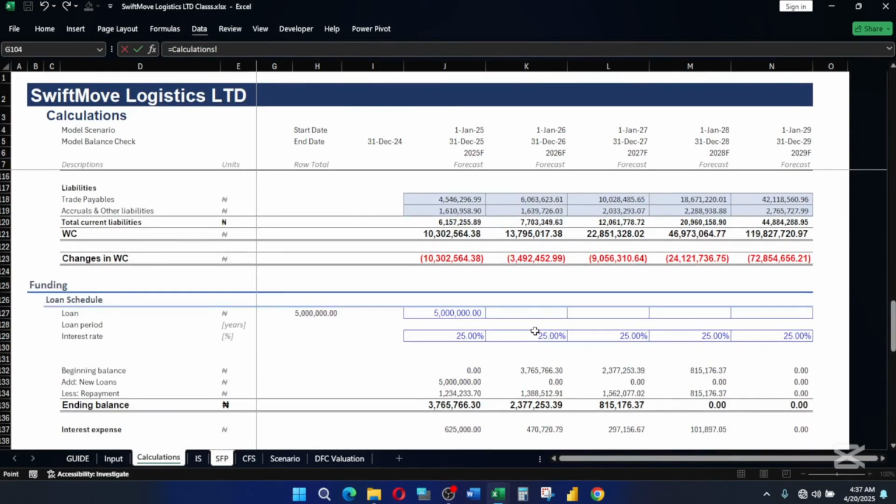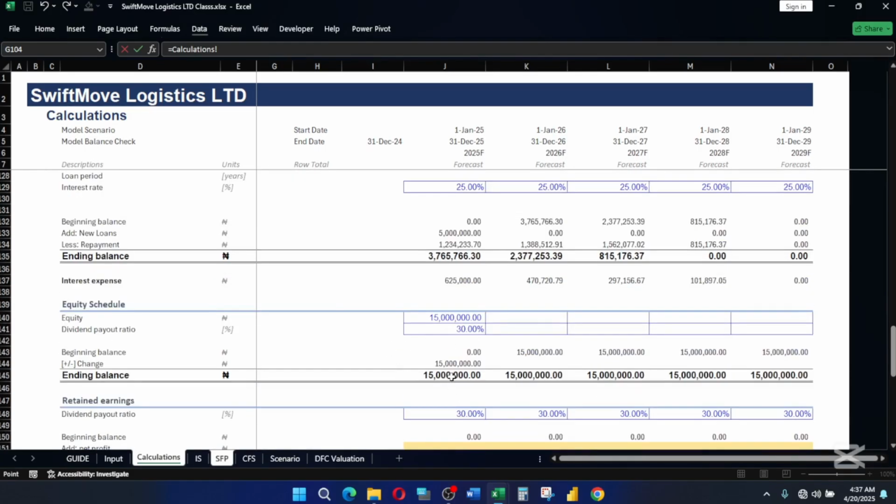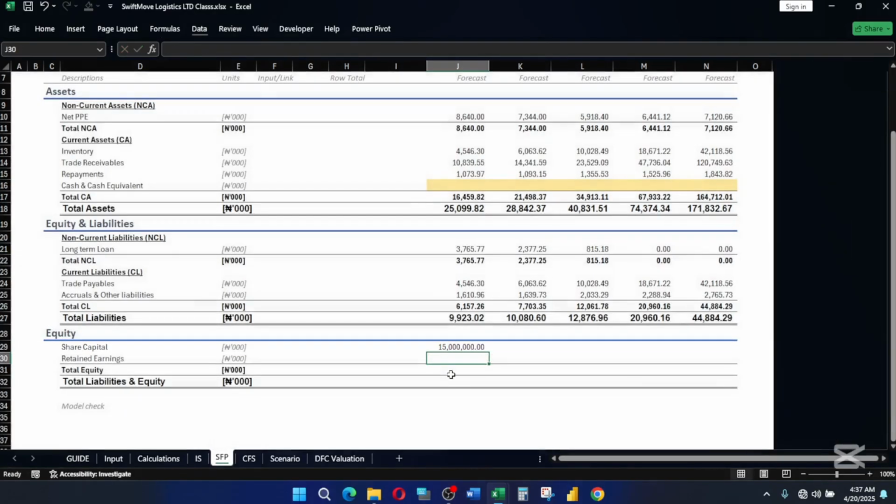Equity schedule, we have what? Equity schedule. Okay, this is our equity, this is our ending balance. First of all, you divide it by the divisor. Divide by the divisor, we have this. Then what is our what? Retained earnings, right? Retained earnings.